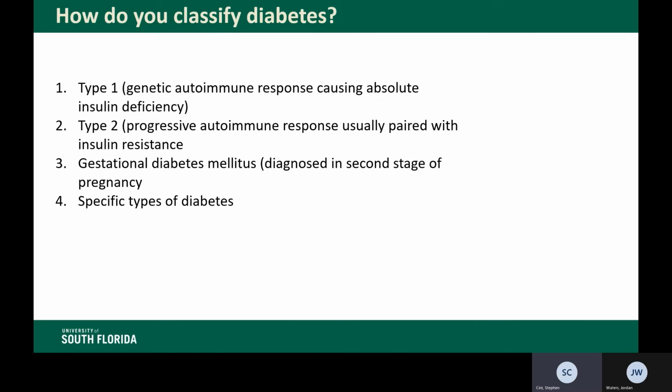There are many different kinds of diabetes. Type 1 is a genetic modification that causes absolute insulin deficiency. Type 2 is a progressive autoimmune response that could be caused later in life. It's usually coupled with insulin resistance, and it happens where there's a partial attack of the beta cells, as opposed to type 1, where it's a full attack of the beta cells. Gestational diabetes occurs during pregnancy and could usually be diagnosed in the second stage. That's another common one. And lastly, there are many other specific types of diabetes that are not as well known.